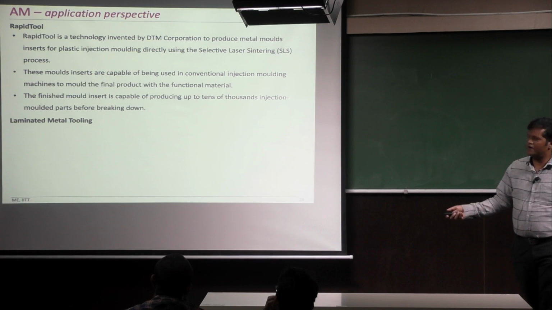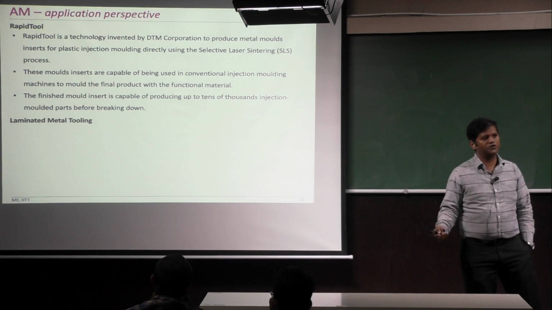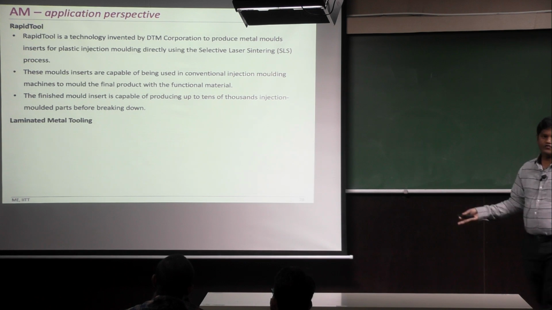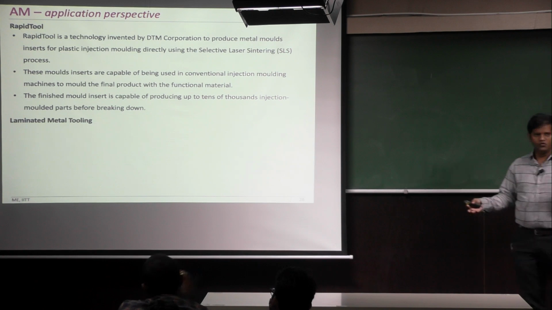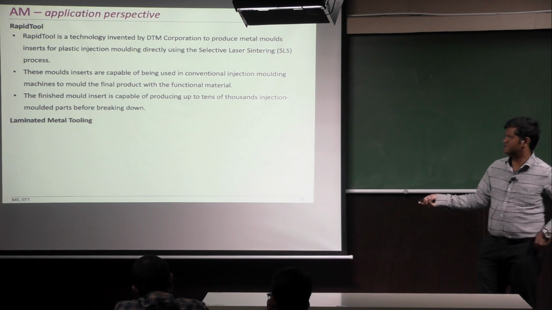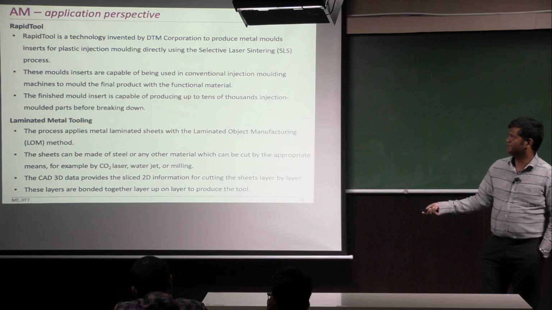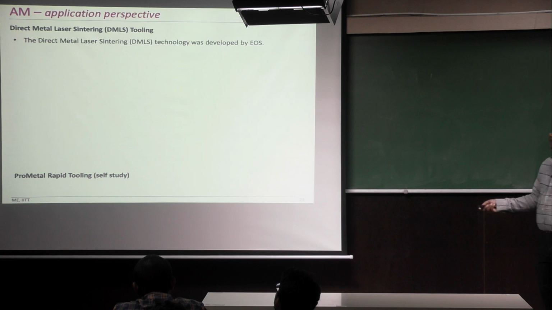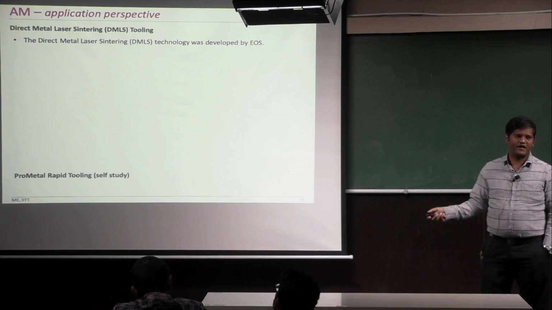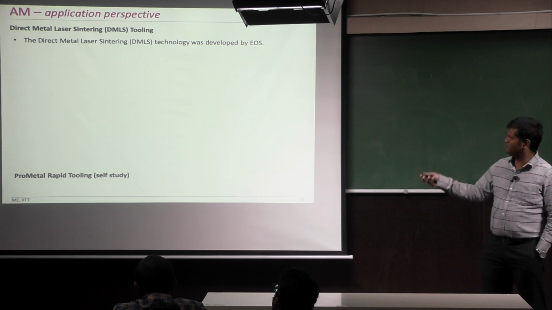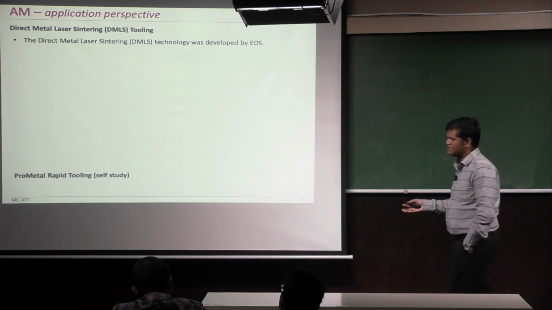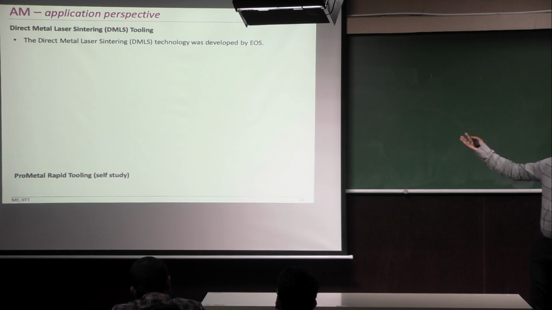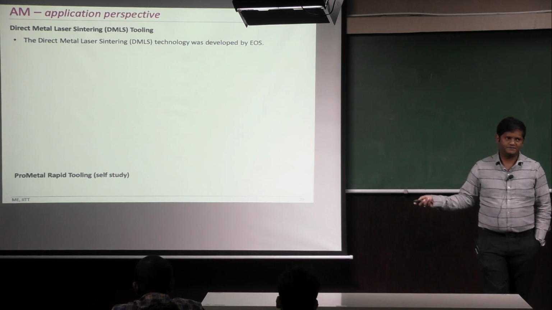And laminated metal tooling. We studied the LOM process, right? So the same technique we use here to manufacture the tool as per the design. And the next one is DMLS tooling. This technology is developed by EOS. It is the same laser sintering process, but its commercial name is given as DMLS.